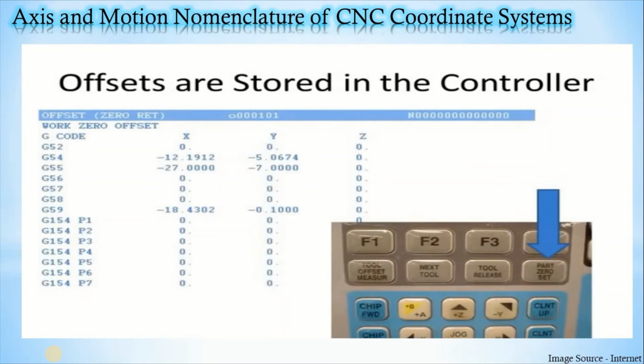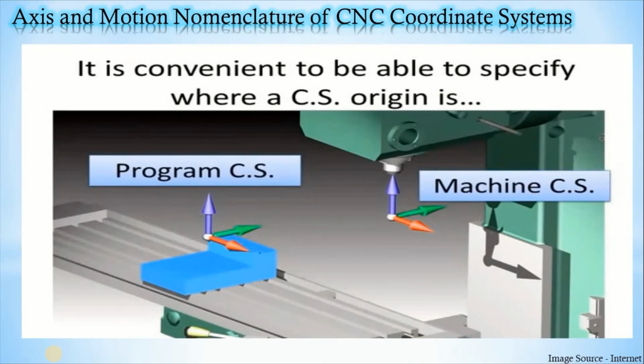On this particular machine, the part zero set records the position of the X, Y and Z axes. Sometimes it defines how far your coordinate system is from the machine coordinate system. So if you put the G54 code, then it will call up your coordinate system, which you can change based on the machine coordinate system. So these are the codes.